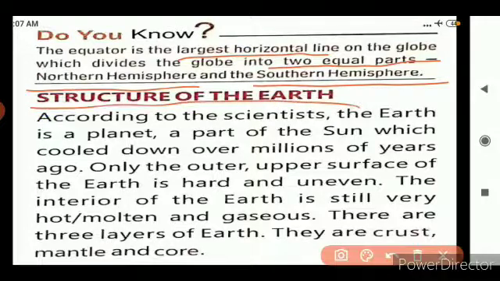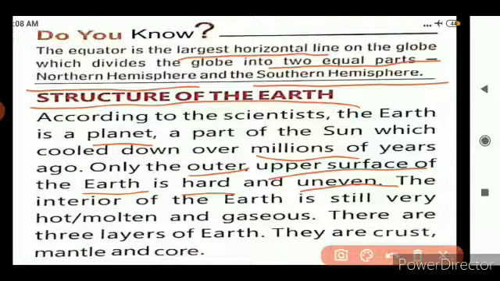What is the next topic? Structure of the earth. According to the scientists, the earth is a planet. Will you agree or not? Earth is a part of the sun which cooled down over millions of years. Only the upper surface of the earth is hard. Which part is hard here? The outer and upper surface of the earth is hard and uneven. The interior of the earth is still very hot, molten and gaseous.